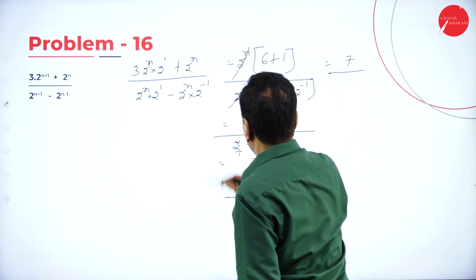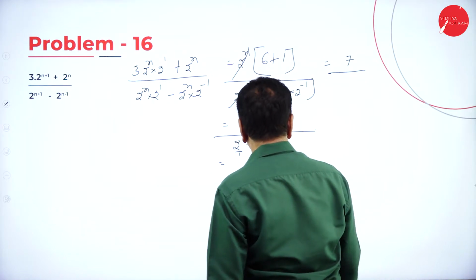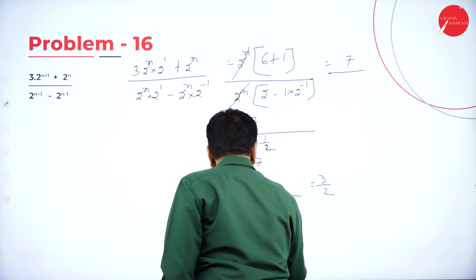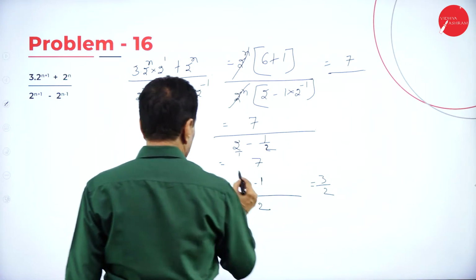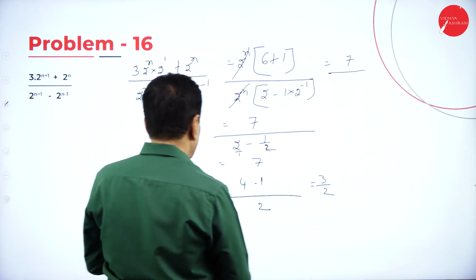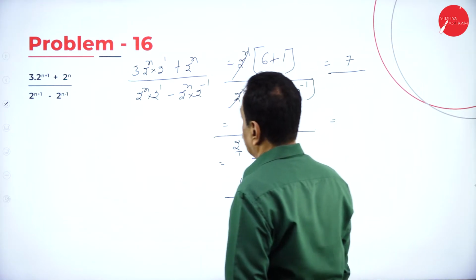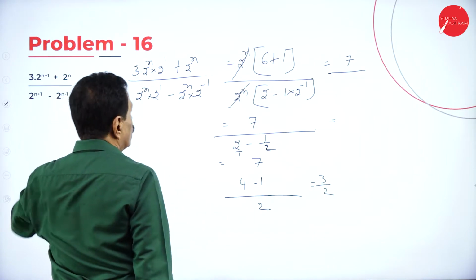This is 1 into 2 to the power of n. This is 1 by 2. If you take the 2, 1 2s are 2, 2 2s are 4, 2 1s are, this is 3 by 2. So 3 by 2 is the common, 7. I will repeat the same. Here 3 into 2 to the power of n.